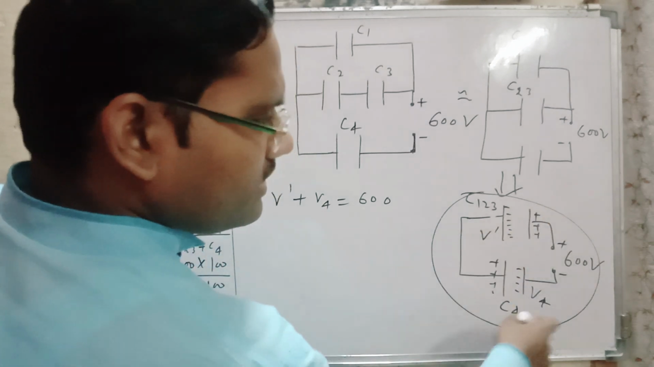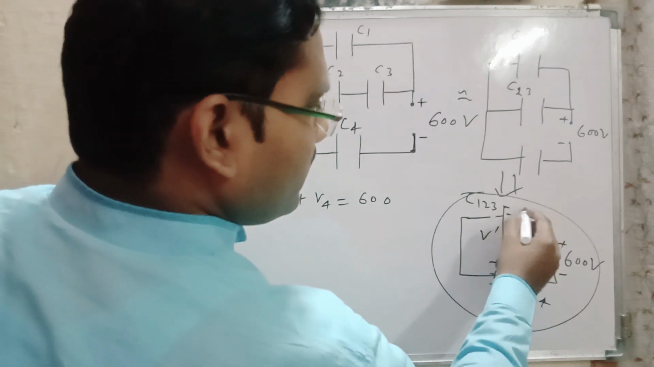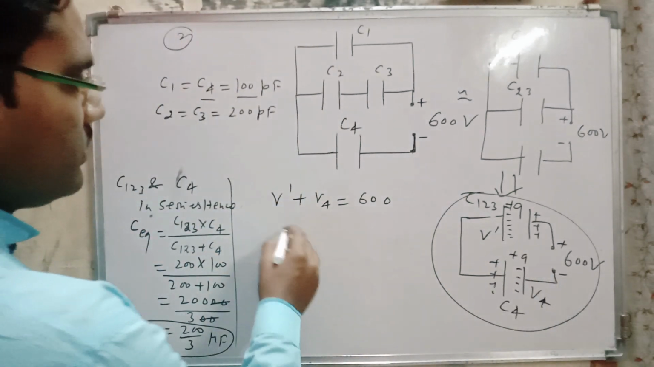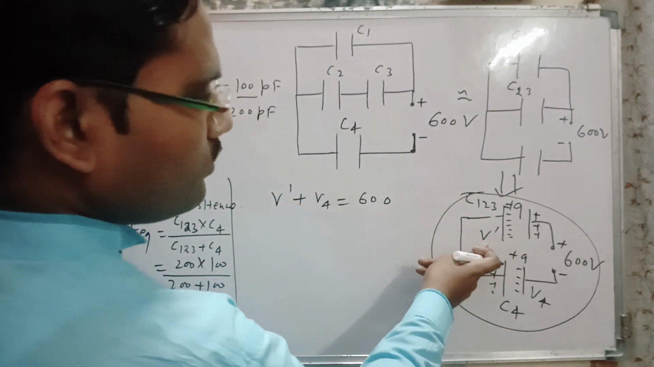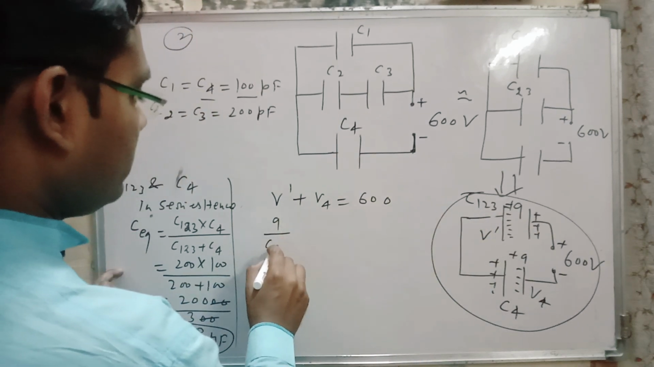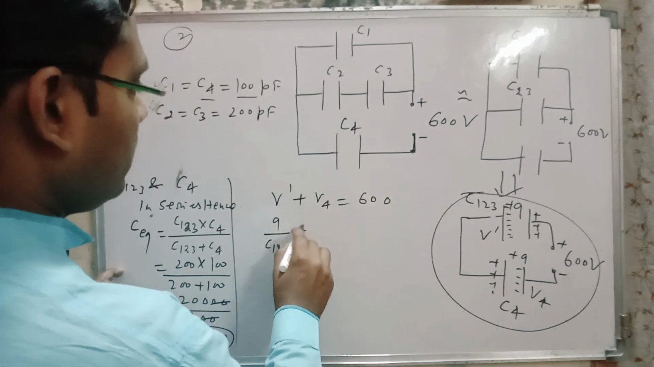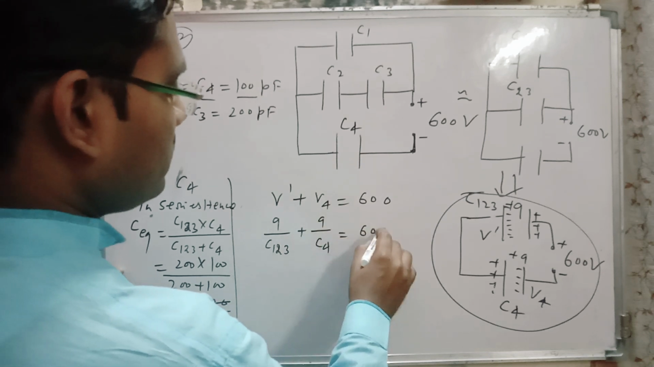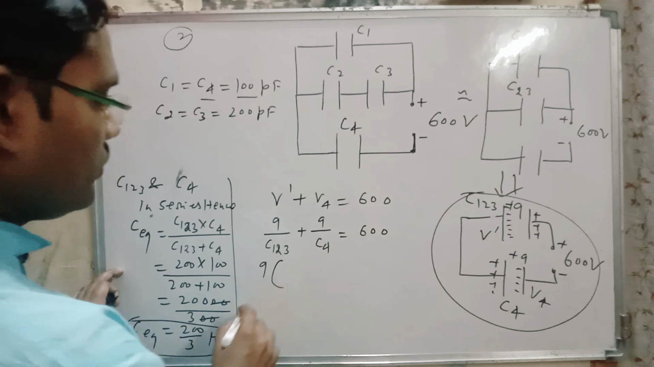In series combination charge is same. Now here we take charge is plus Q. Then what happens? V dash, that means charge upon capacitance. That means Q divided by C23, and here Q divided by C4. This one is the 600. Now here we take Q as common.